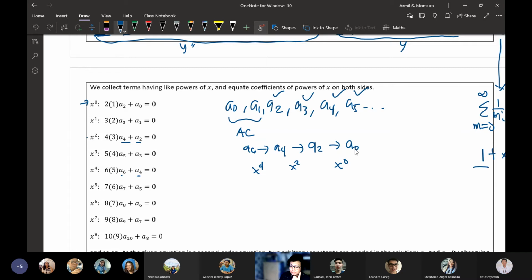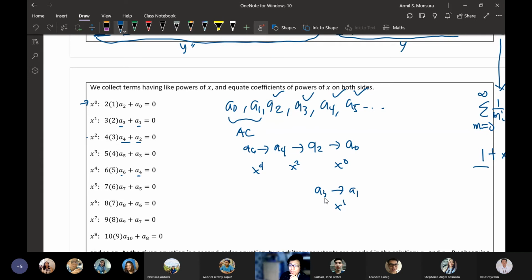Okay. Tapos tingnan nyo pa to. Another thing. Tingnan nyo itong unang equation, itong equation para kay x raised to 1. According kay x raised to 1, pwede ko palang i-express si A3 papunta kay A1. I can express A3 papuntang A1.